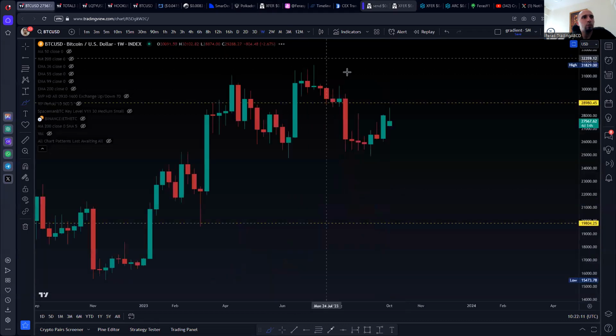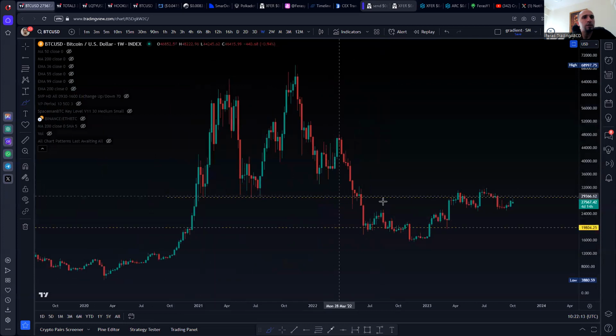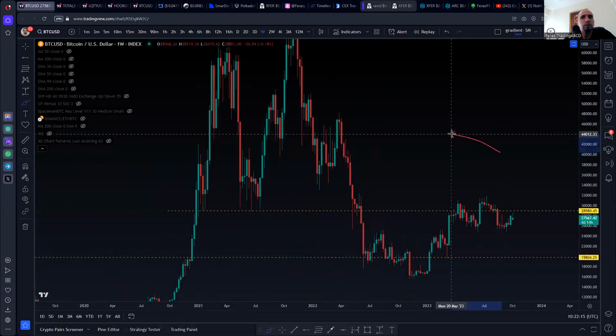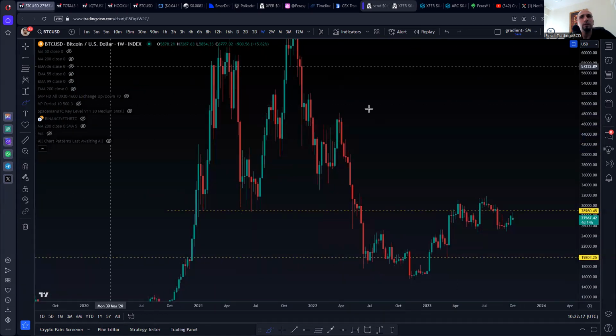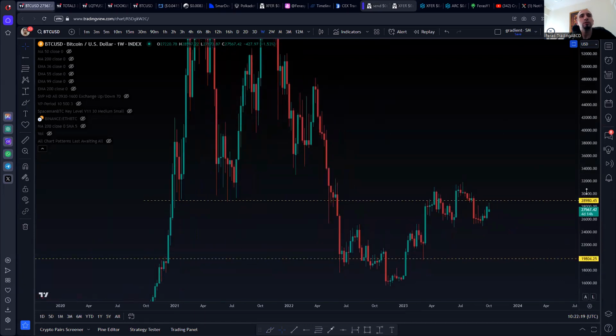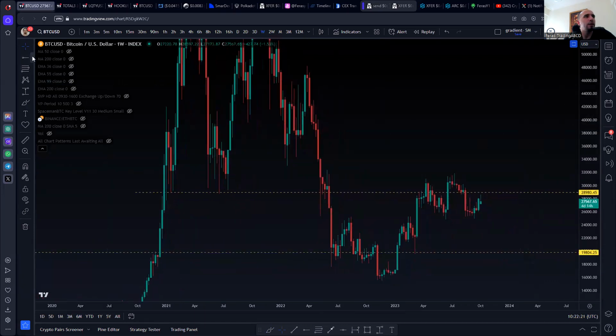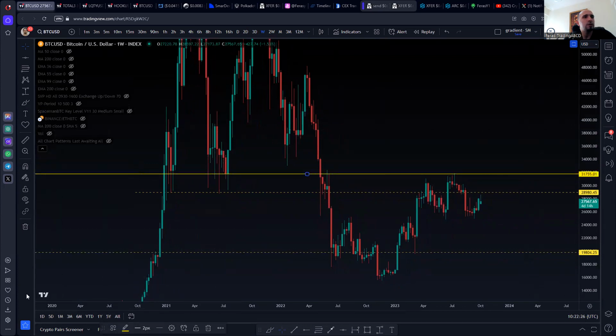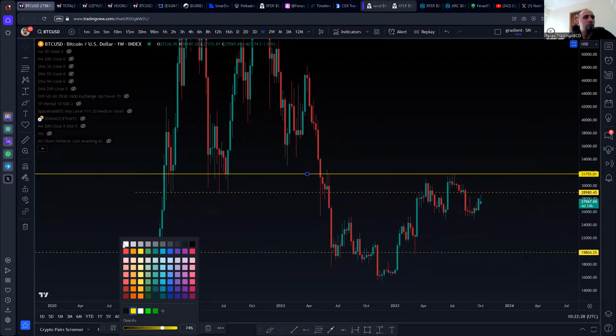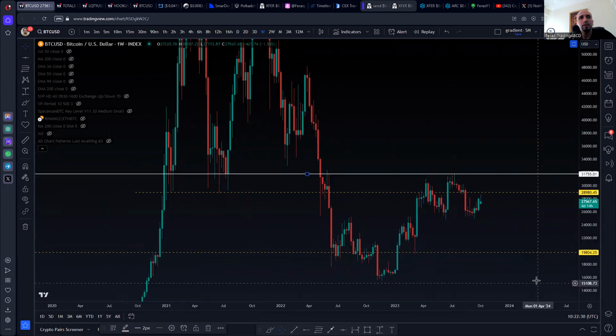Let's zoom to the weekly. These are the quarterly levels. One is around 29k, the other is around 20k. Now for the weekly, we have the lowest weekly close here, which is obviously tapped here. It was the resistance around 31.7.